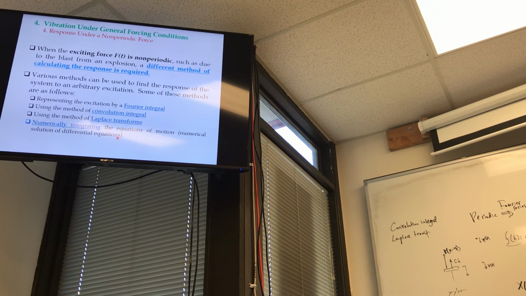So now we have different methods that we have to use. Various methods can be used to find the response of the system to an arbitrary excitation. And we can, for example, represent the excitation by either a Fourier integral, convolution integral, or Laplace transform. And I think we will concentrate more on the convolution and the Laplace transform as we go forward.